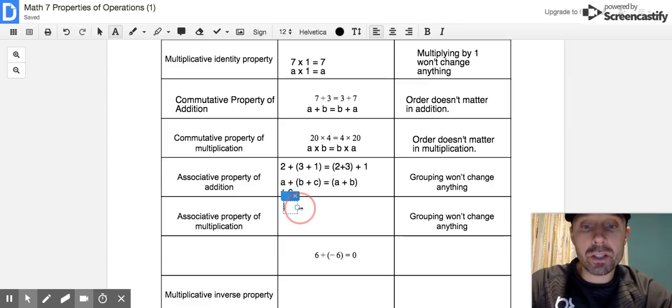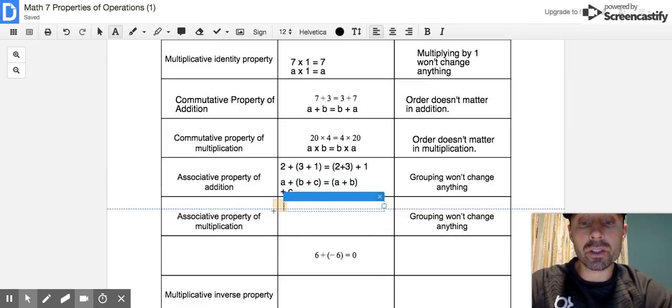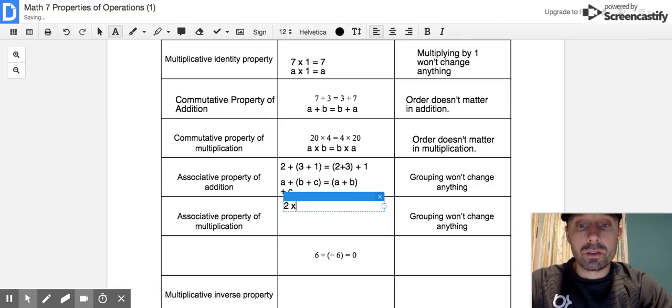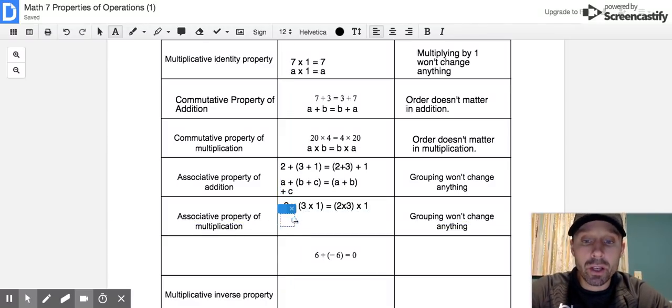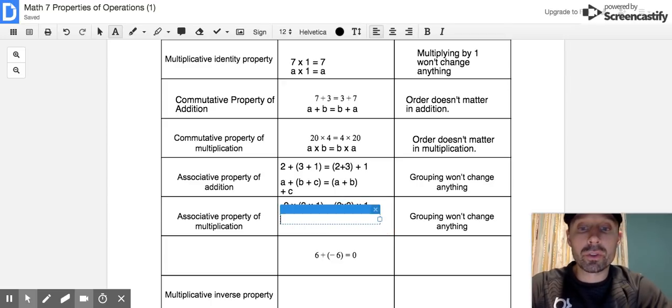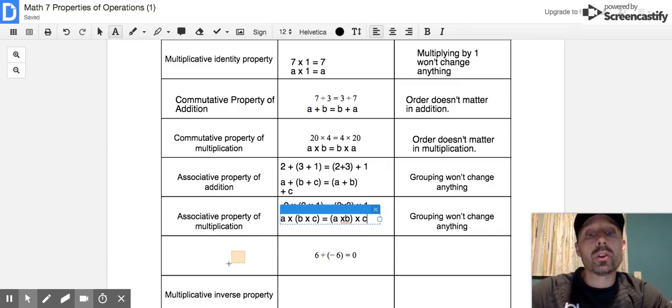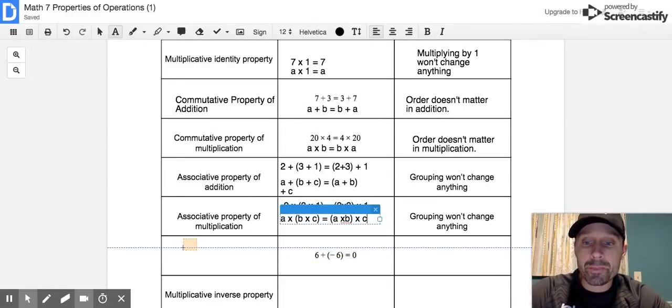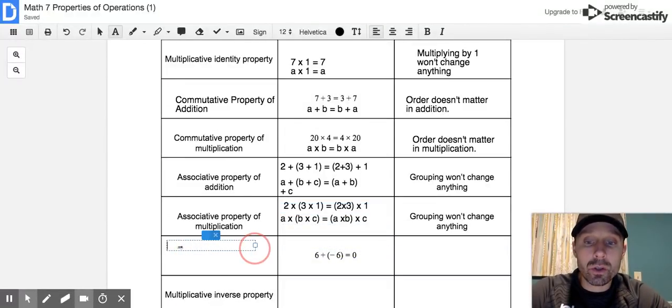Same thing for multiplication. Grouping will not change anything. 2 times 3 times 1 is the same as 2 times 3 times 1. And we can do that for variables as well. A times B times C equals A times B times C. Grouping doesn't matter in that case either.